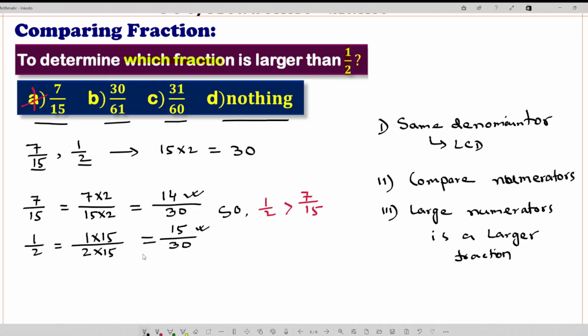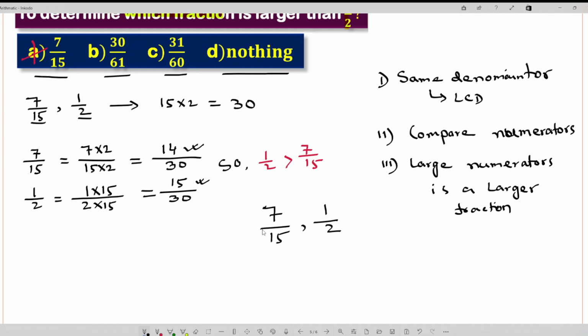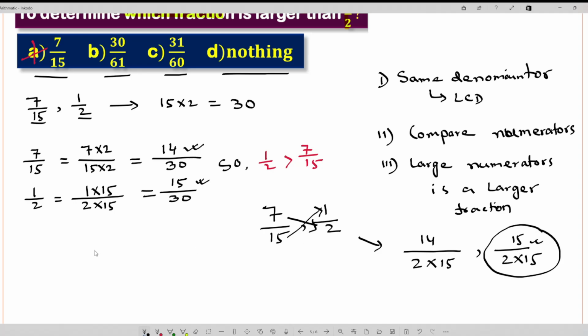Look, here is also another thing. We can write like this: 7, 15, comma, 1 by 2. It's a shortcut way. We can write 2 times 15, and we can multiply like this, so it will become 14. Again 2 times 15, and we multiply like this, 1 times 15, which means 15. So here also we can understand this one is larger, because the larger numerator is the larger fraction.